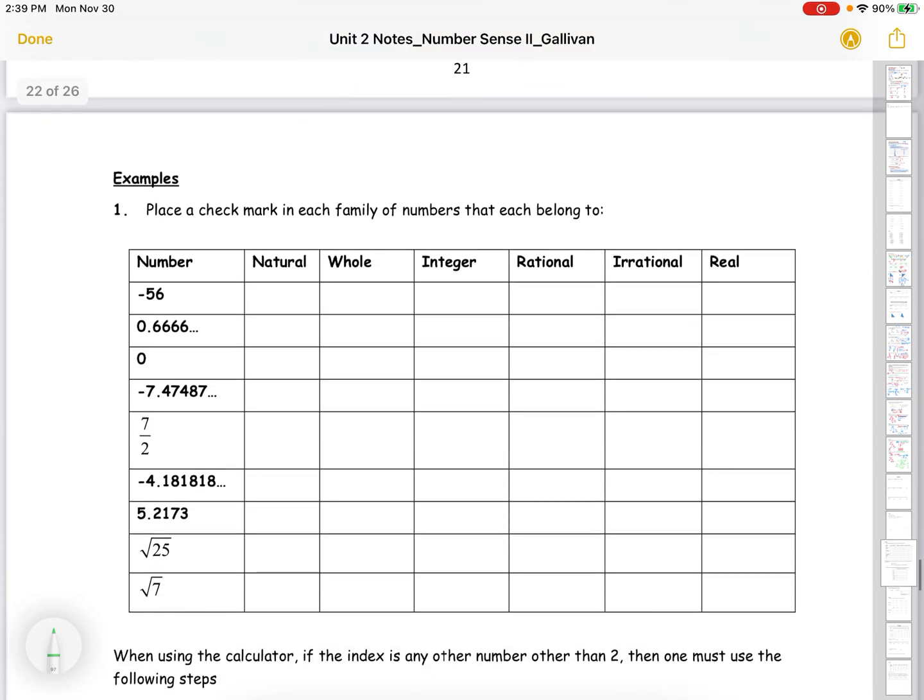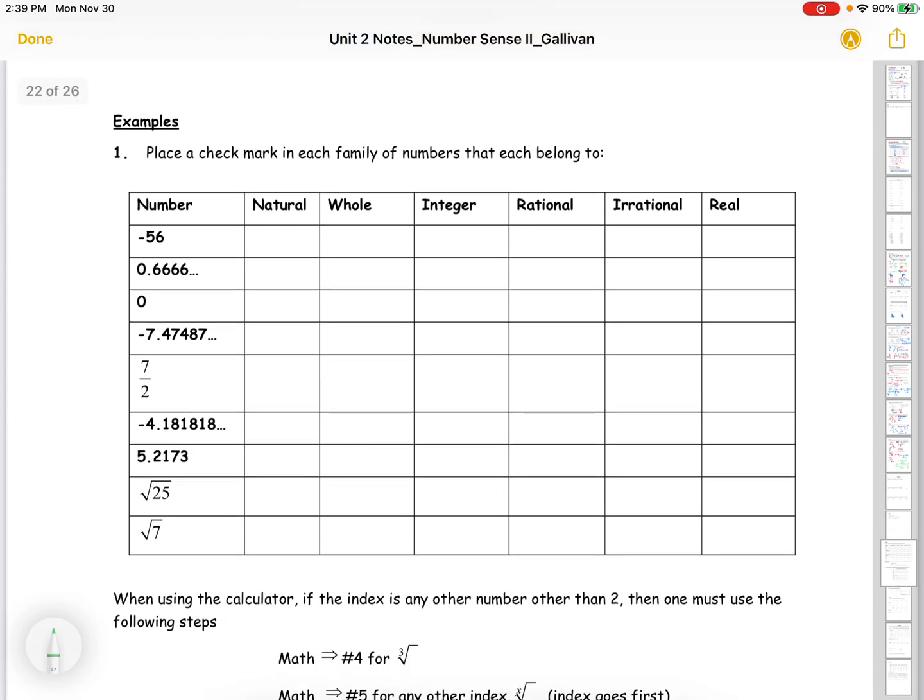So let's take a look at comparing some. We're going to place a check mark in each family of numbers that each belongs to. So the number is minus 56.